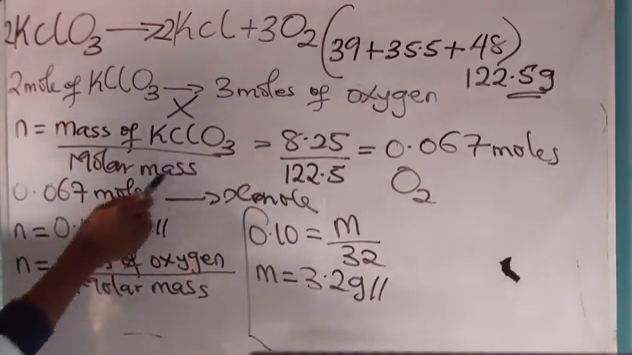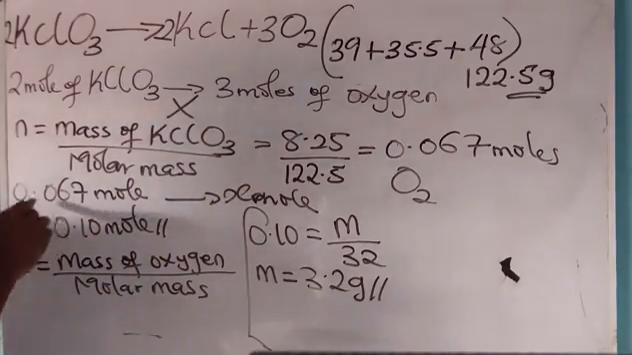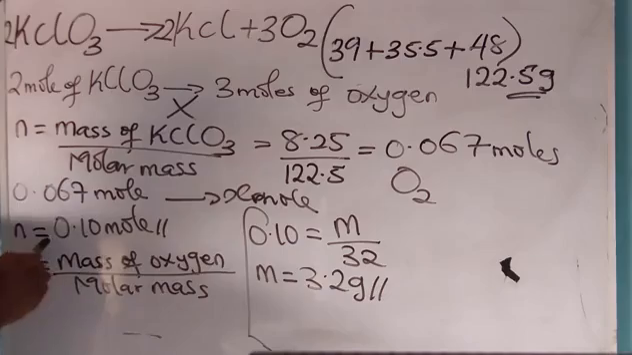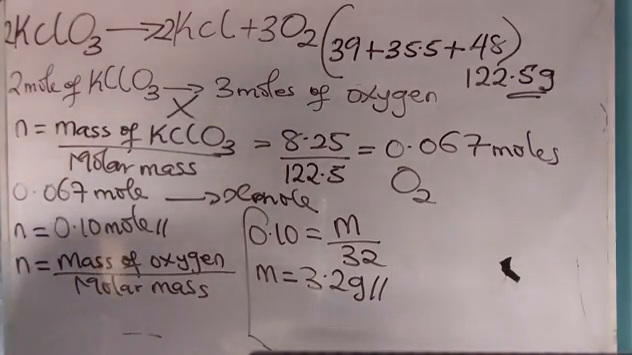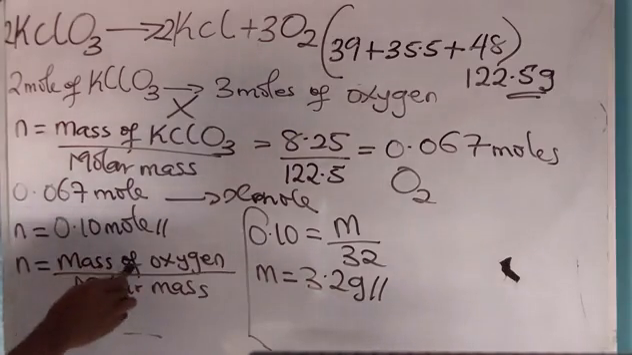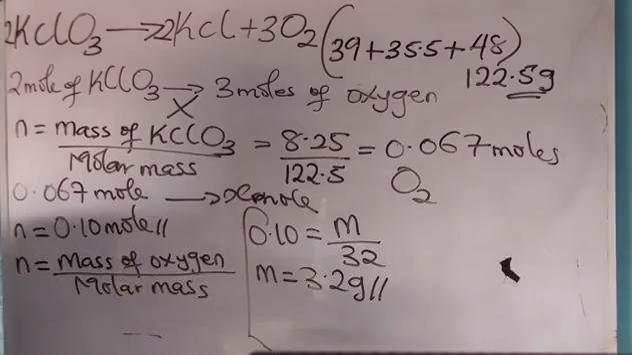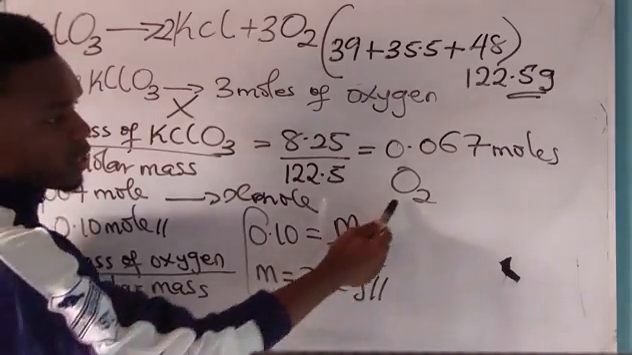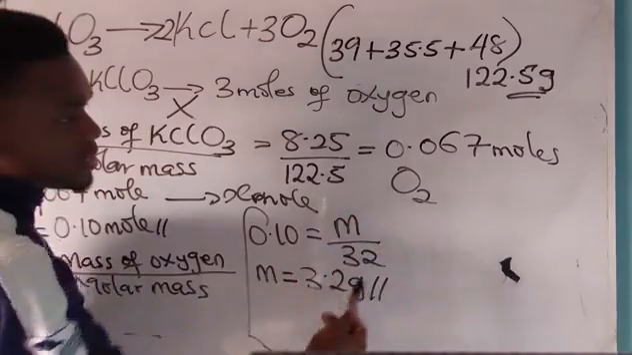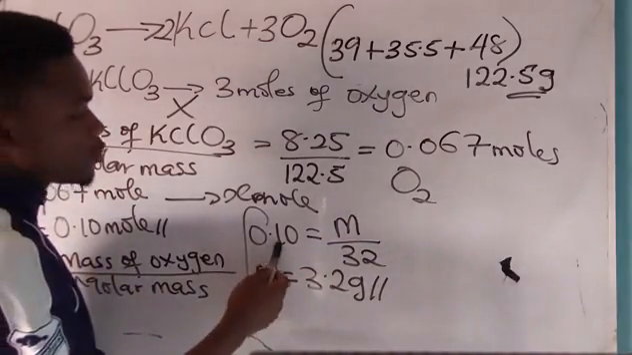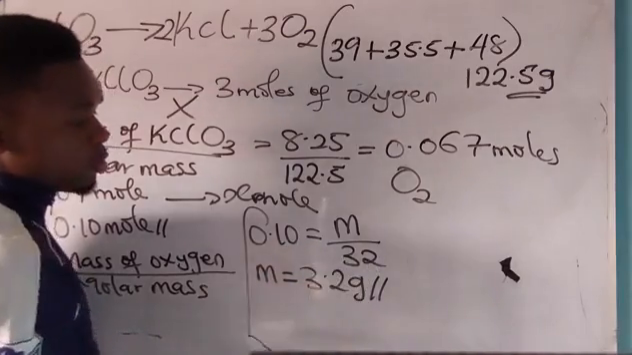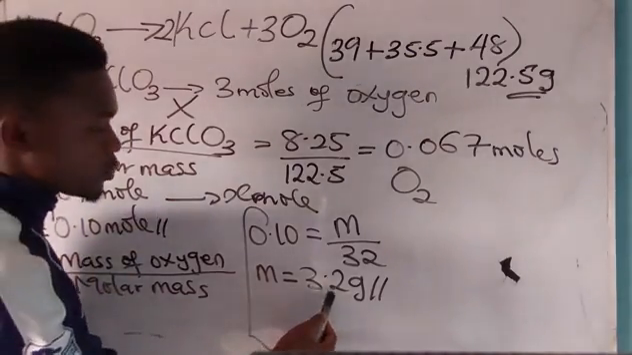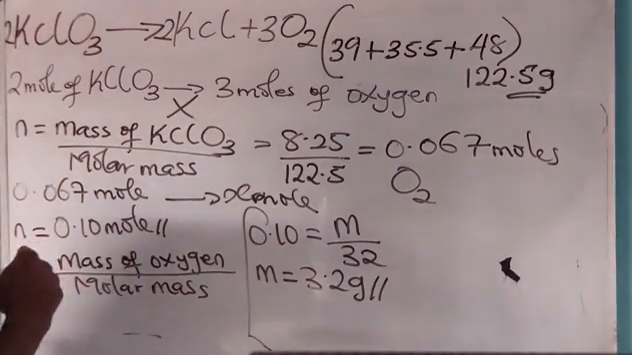You now have cross multiplying. When you cross multiply, you'll be having 0.067 times 3 divided by 2. You now have what? 0.1 mole. The number of mole of oxygen equals mass of oxygen over molar mass of oxygen. The number of moles of oxygen gotten is 0.10 equals mass over molar mass. Oxygen is a diatomic element, so 16 times 2 you have 32. So 0.10 times 32, you have 3.2 gram of what? Oxygen.